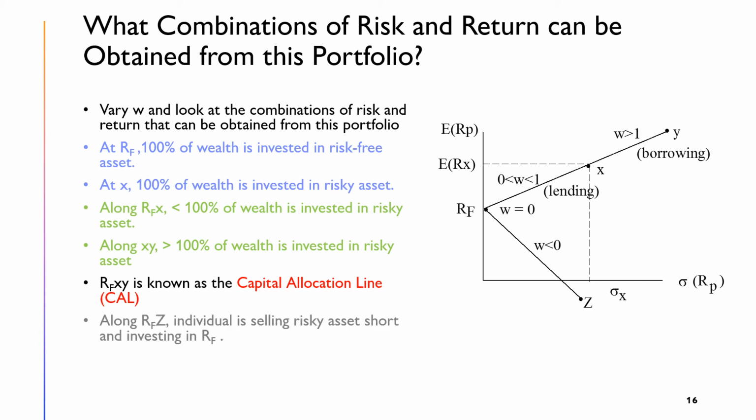Take note of the line with a negative slope, RFZ. What does the line RFZ represent? Here, investors are short-selling the risky asset and investing in the risk-free asset. We can see that the line RFZ is dominated by RFY, as the upper line offers higher expected return for the same level of risk.